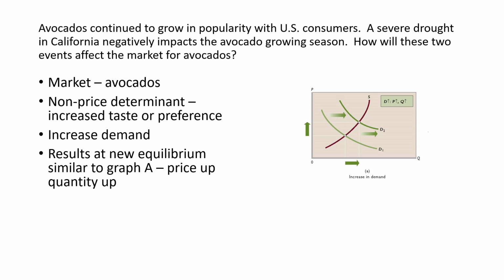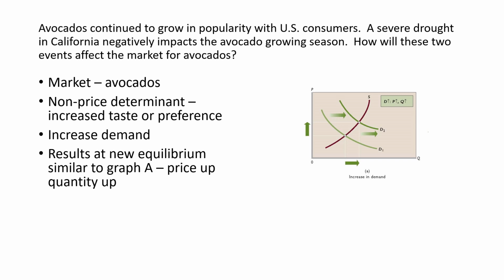The second market scenario, avocados. So first, avocados continue to grow in popularity with U.S. consumers. Let's tackle this portion of the problem before we move on to the second market event. Anytime a good or service becomes more popular, that's a non-price determinant of demand, increased taste and preferences. So the market is obviously avocados. The non-price determinant, taste and preferences, will increase.